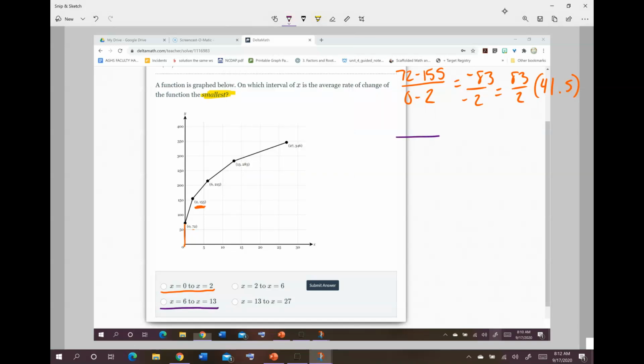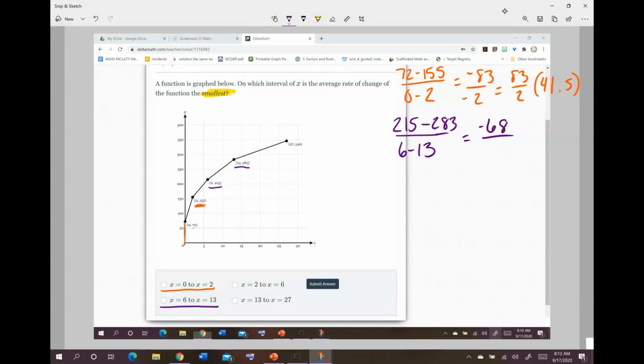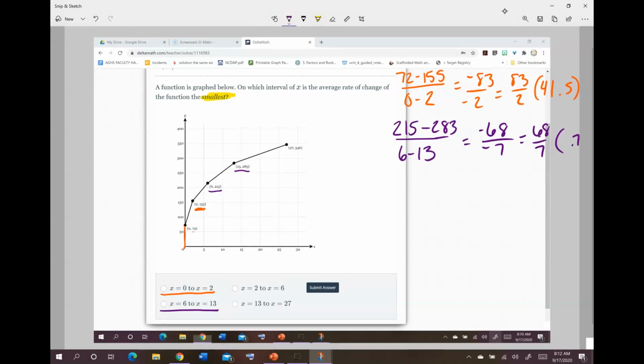Okay. All right. Next one, we're just going to go through it. 6 and 13. So 6 minus 13. When x is 6, y is 215. When x is 13, y is 283. All right, so 215 minus 283 is going to be negative 68. And then 6 minus 13 is going to be negative 7. 68 divided by 7, in decimal form, is going to be 9.71. Okay. Oh, I ran out of space. Hate it when that happens.